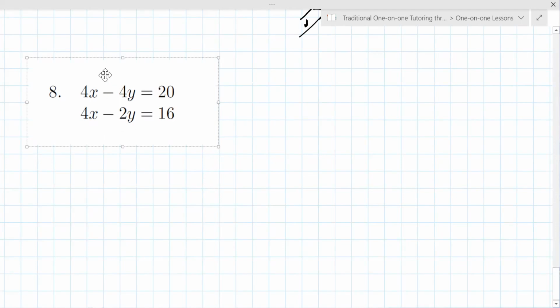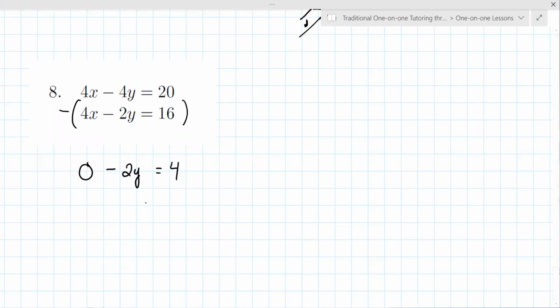You add, wait, is it add or subtract them together? If you're comfortable subtracting, that's great. A lot of students aren't, so they end up having to multiply everything by a negative, but it's 4x minus 4x, that's 0. Minus 4y minus a minus 2y, so that becomes positive, so it becomes minus 2y. And then it's 20 minus 16 equals 4.